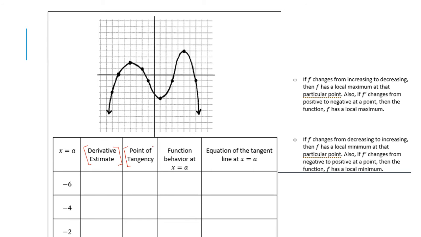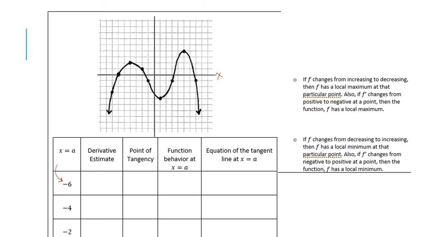Label the point of tangency. Explain the function behavior at x equals a, and give the equation of the tangent line at x equals a. So we're going to go through step by step on how you do all of this. The first thing is locate the x value. X is my horizontal axis.